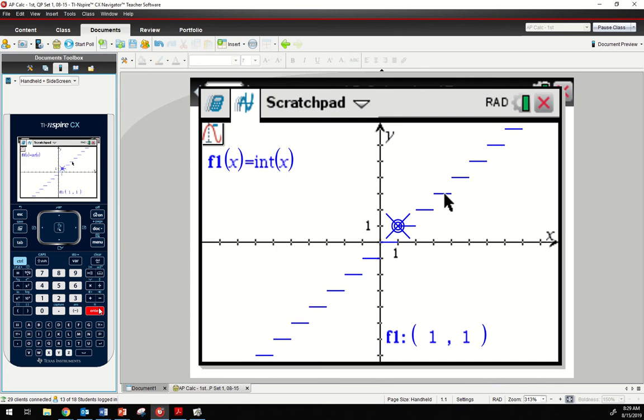There we go. So it gets close, but never makes it there, right? So is this continuous at 1? Say no. No, it is not continuous, because what type of discontinuity is there? We talked about this yesterday.